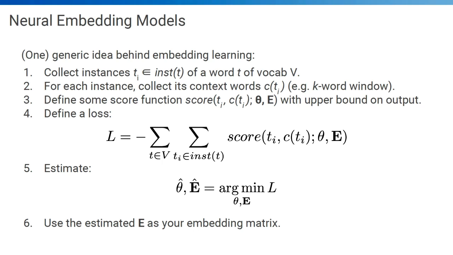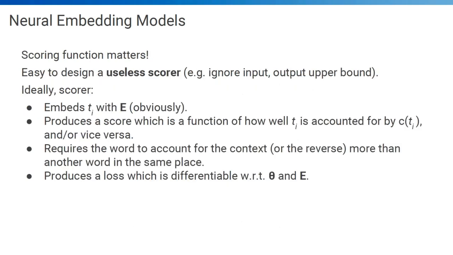In minimizing this loss, we're going to try and estimate optimal sets of parameters and an optimal embedding matrix that minimizes it. And then finally use this estimated embedding matrix as the input to our network. So the design of the scoring function matters deeply. It's very easy to design a useless score. So for example, if you just read that previous slide and say, I'm just going to define a scoring function that's going to constantly output my upper bound, that's cool, you're going to satisfy the objective, but you're not going to learn a useful embedding matrix.